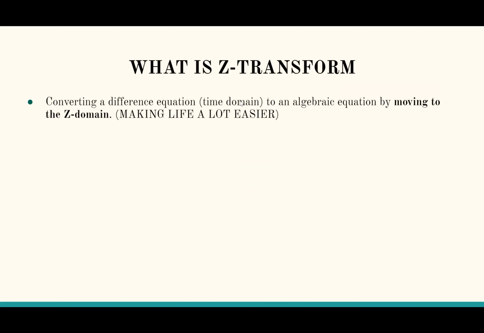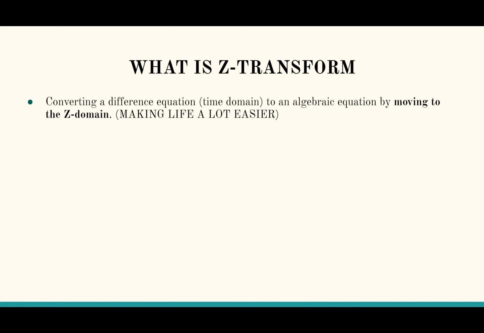So what is Z transform? Z transform is converting a difference equation to an algebraic equation by moving to the Z domain, making life a lot easier. So if you look at Laplace, we used it in 343 for a reason, because we're looking at RLC circuits. RLC circuits have differential components to it. And we move to the S domain, so we get algebraic equations, which are easy to manipulate, easy to solve, and then go back to the time domain, and we have an easy function to get to in the time domain, right? So it makes your life a lot easier.